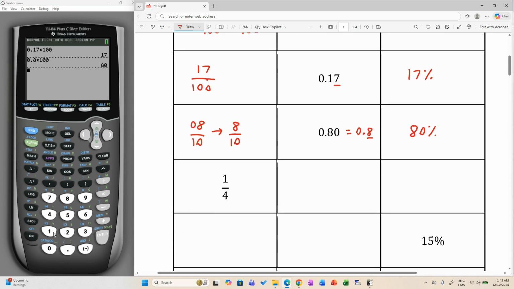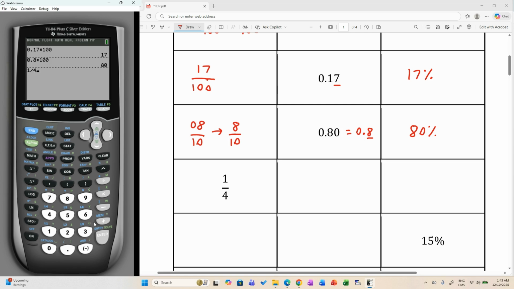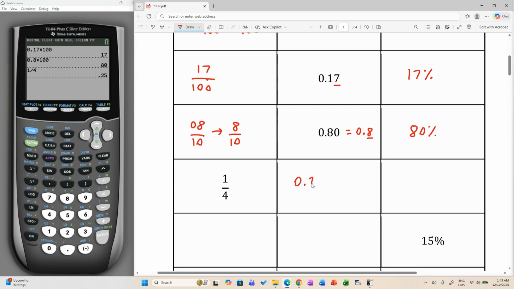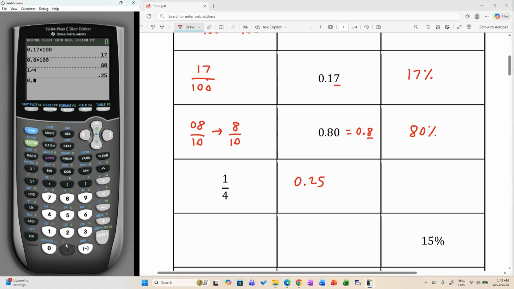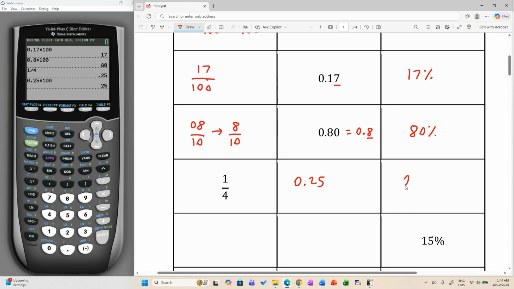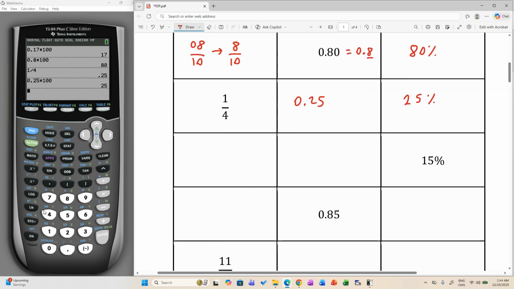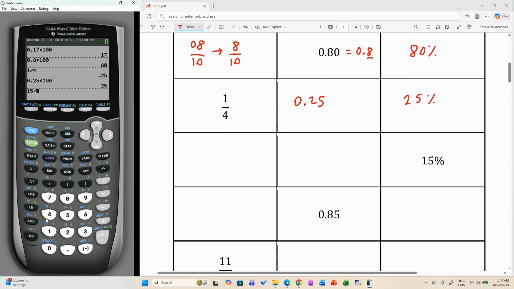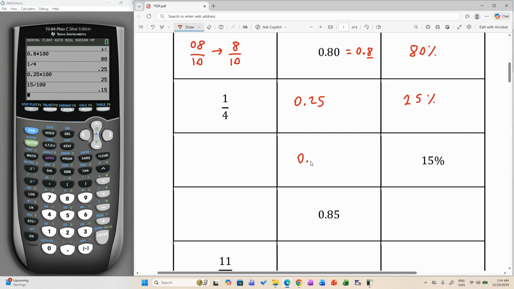Okay, 1 over 4. I'm simply going to type in 1 divided by 4, because 1 over 4 as a fraction is the same as saying 1 divided by 4. I'm going to get an answer as a decimal. It's 0.25, so I'm going to say my answer is 0.25. And now to change the decimal to a percent, I'm simply going to type in 0.25 and multiply it by 100. I get 25. Once I've done that, I simply add the percent symbol to the end, and that's it. Now, 15%, I'm simply going to take 15, divide it by 100, and this will give me my decimal answer. And all I have to do is not include the percent symbol in my decimal. So I just have 0.15.